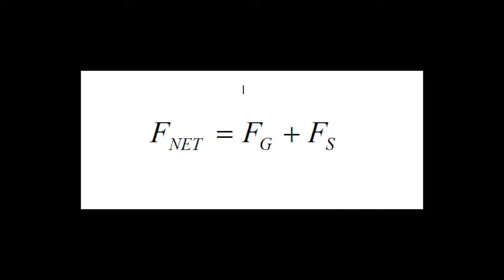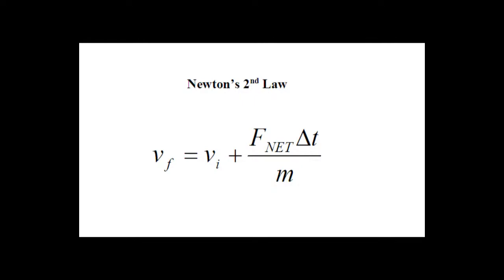The motion of the mass will be influenced by the net force, Fnet, which is the sum of these two forces. Using Newton's second law, the new velocity Vf is given by Vf equals Vi plus Fnet delta t divided by m, delta t being the time interval and m the mass.